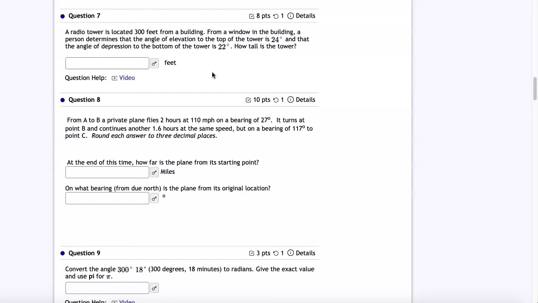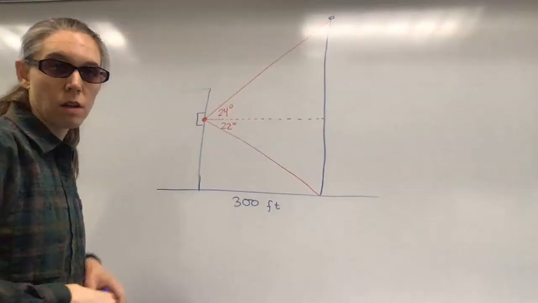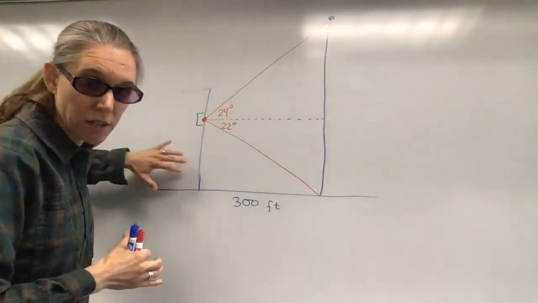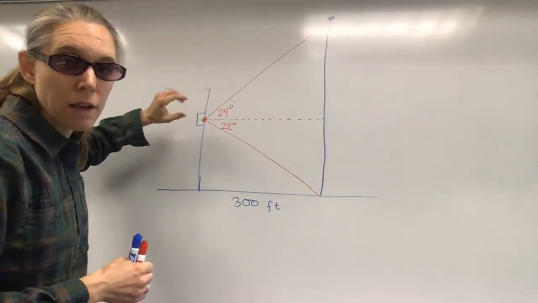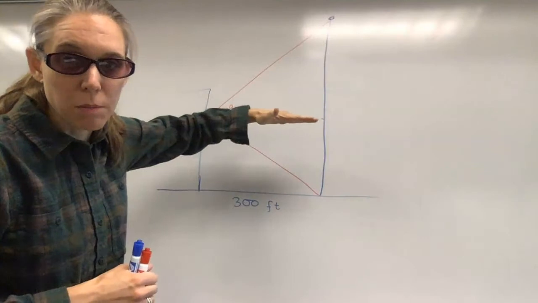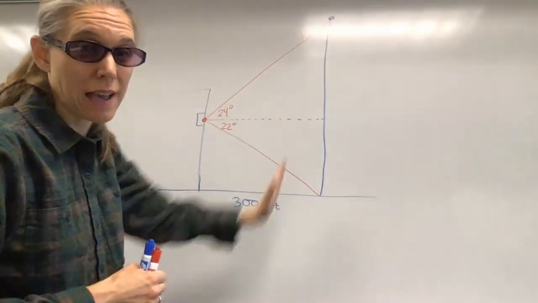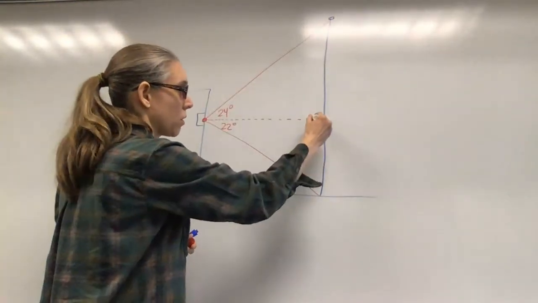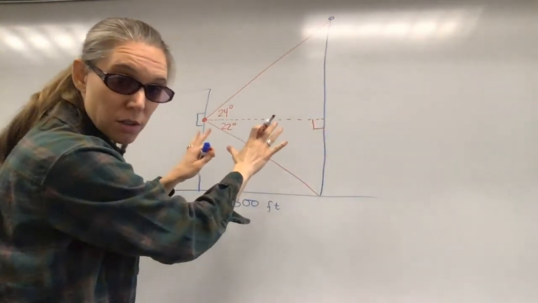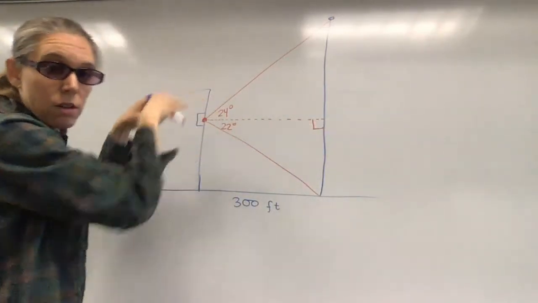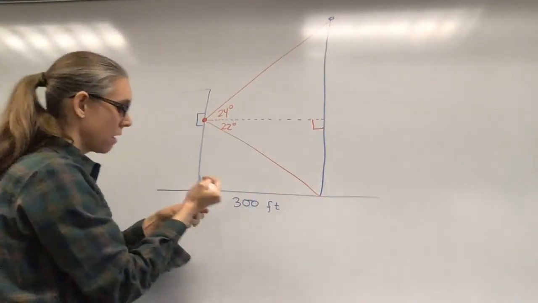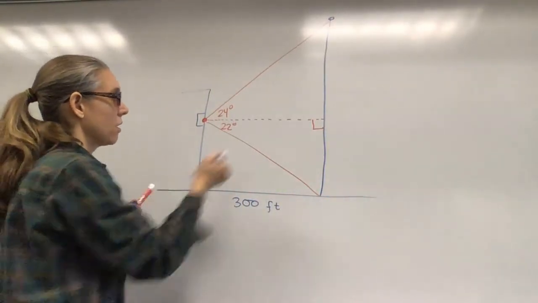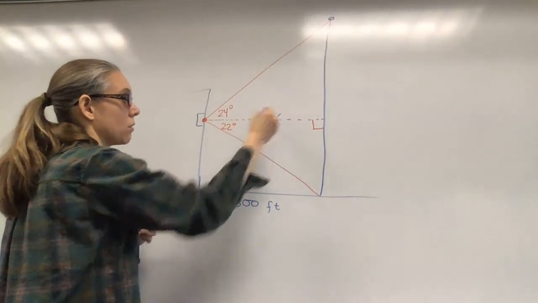So the first thing you need to do is give a fully labeled diagram. So you do not need to have an elaborate drawing. Here's my building, here's my window. You just need to have this point right here. The horizon line will be perpendicular to the tower, so we get to put a right angle here. Make sure your diagram includes the right angle. There is a 300-foot distance between the building and the tower. That means that this side right here is also 300 feet.